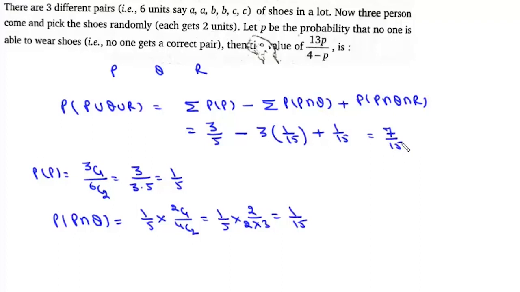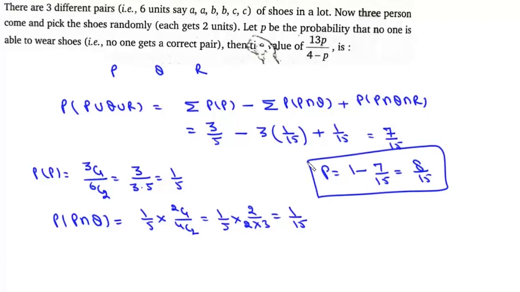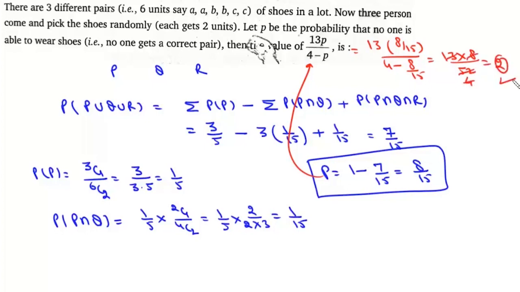Now we need to find the probability that none of them gets a matching pair. So this probability will be the complement of the given probability. So it will be 1 minus 7 by 15, and that is 8 by 15. Now once we have the value of P, we can calculate this expression. So it will be 13 into 8 by 15 and 4 minus 8 by 15. So it will be 13 into 8, and this is 60. 60 minus 8 is 52. Now this is 4 and 2. So the answer to this question is simply 2.